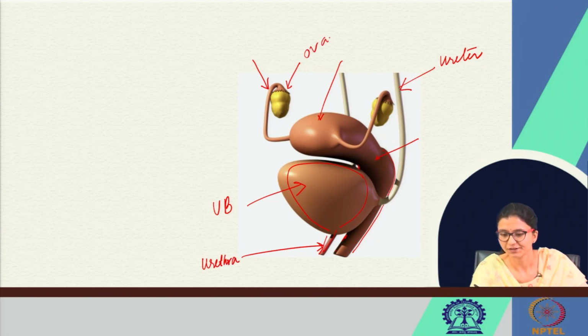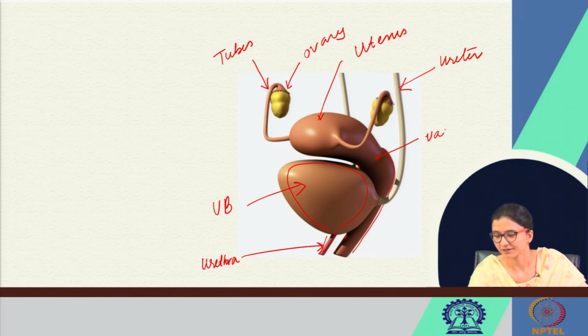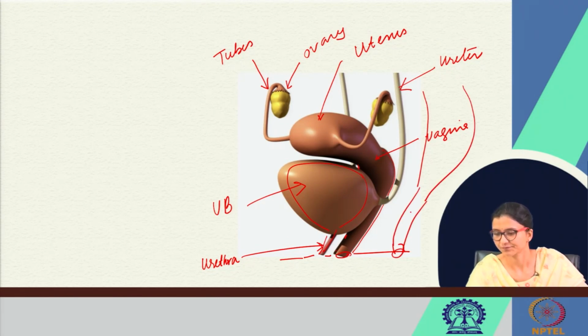This is the ovary, the fallopian tubes, the uterus, the vagina, and this is the vaginal opening, and behind will be the rectum, ultimately opening as the anus.